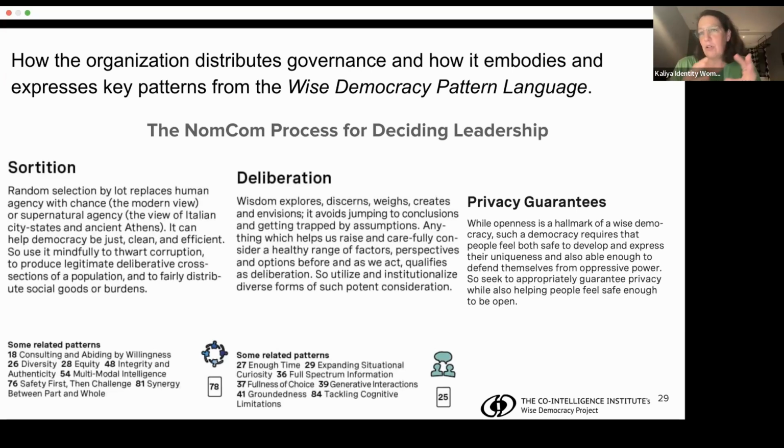All of these deliberations are secret. They're private to the nomcom, and they're not disclosed to the wider body. And all the feedback to the nomcom about potential candidates is also secret. And these on the slide, these are all wise democracy patterns that are embodied in this process.